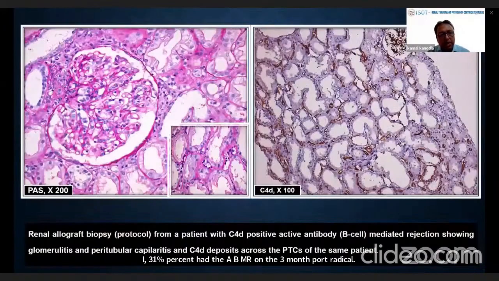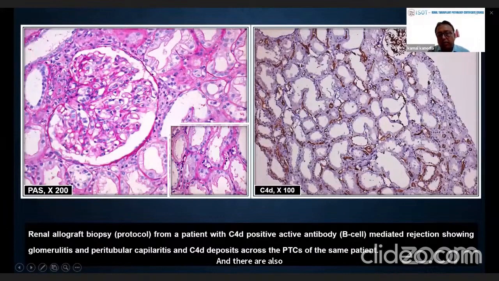So this is the histological picture of antibody-mediated rejection. You can see the PTC inflammation, the peritubular capillaritis, and there is also glomerulitis. And the C4d was positive, diffuse C4d positivity seen in the PTC membrane. That is a linear C4d deposition, and the score is C4d3. So microvascular inflammation with C4d positivity is suggestive of antibody-mediated rejection.